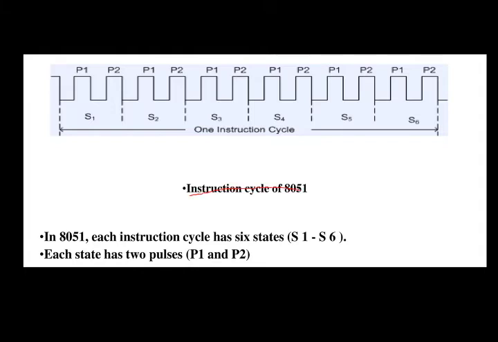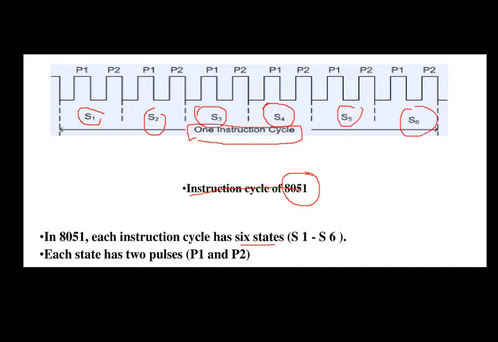Here, talking about the instruction cycle of 8051, there are 6 states contributing to one instruction cycle. For one instruction cycle you have 6 states: state 1, state 2, state 3, state 4, state 5 and state 6. Each state consists of 2 pulses: pulse 1, pulse 2, and in a similar way it goes on. So one instruction cycle consists of 6 states and each state consists of 2 pulses.